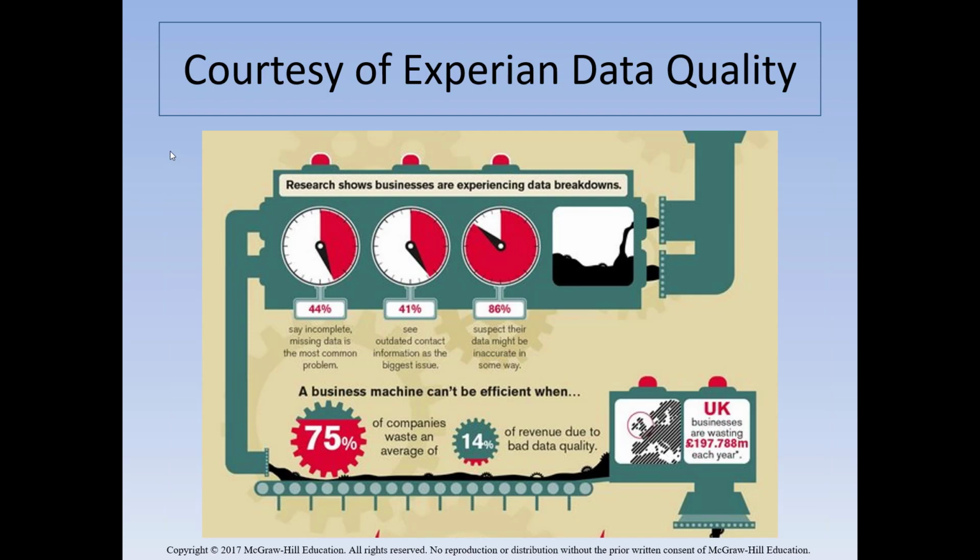And this one's actually from a UK source, so your supply chain people might like this. It does it like a little machine. Basically, if we have missing data and outdated content, about 50% of companies have those problems, and nearly 90% think they may have at least some inaccuracies in the data. And if we've got this problem, then the majority of companies waste about 14% of revenue due to bad data quality.